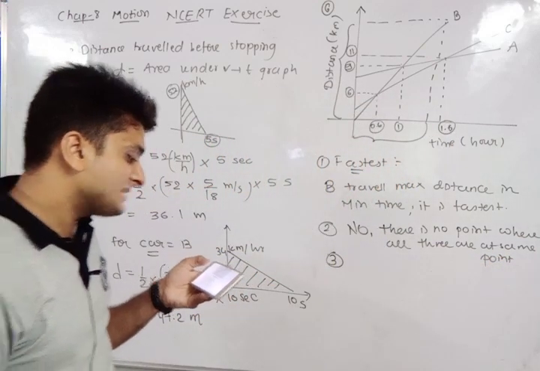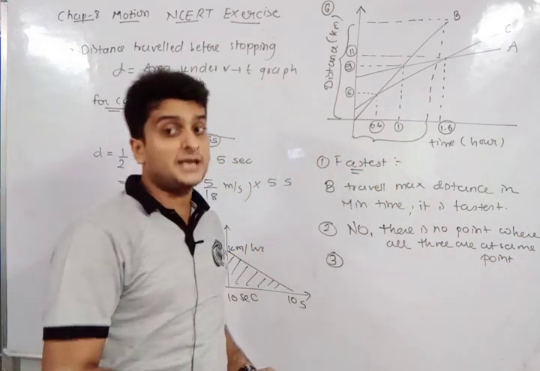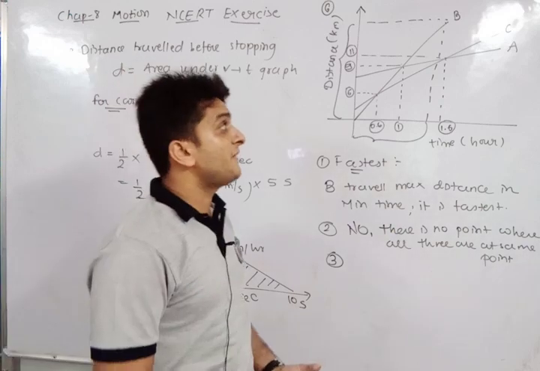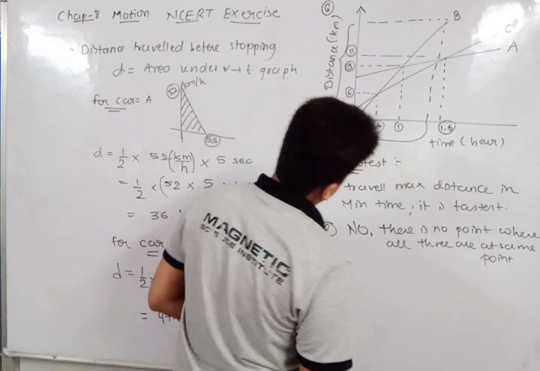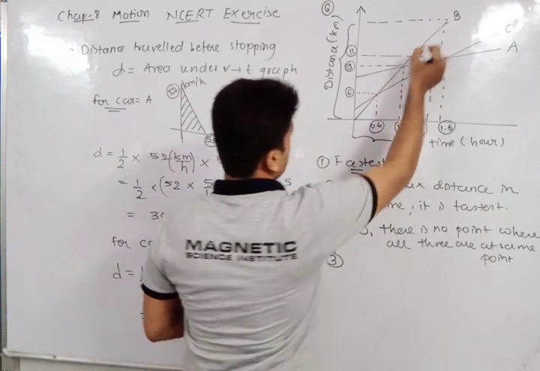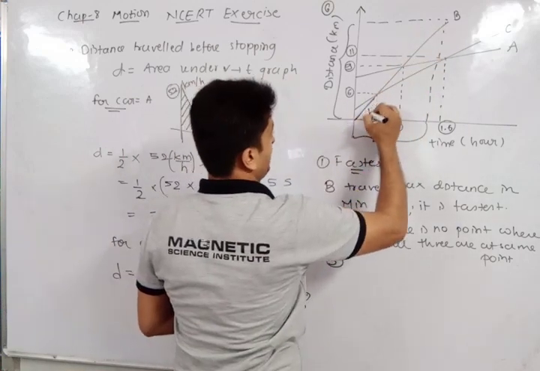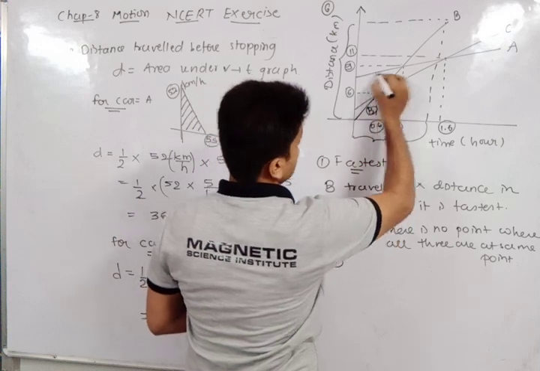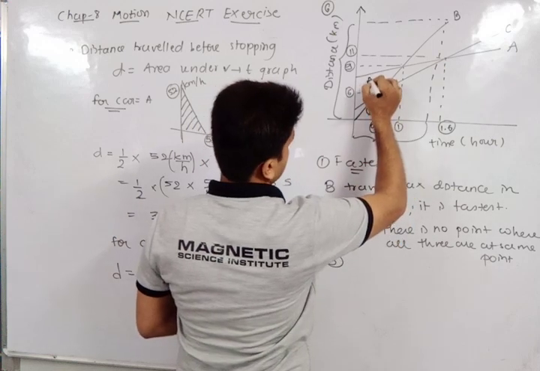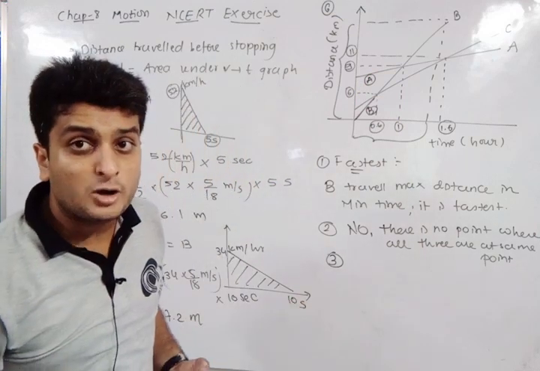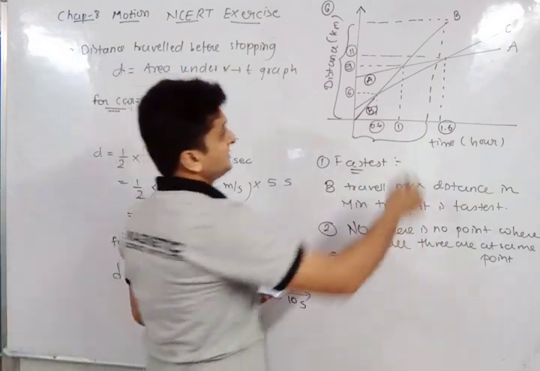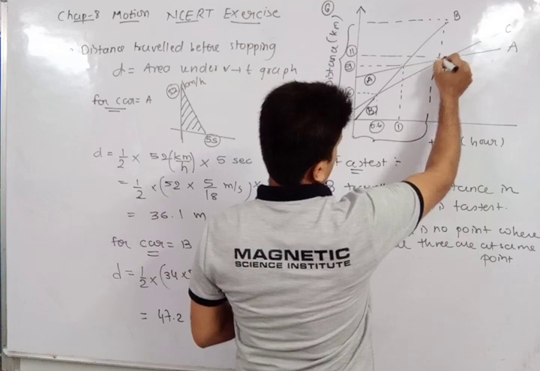How far has C traveled when B passes A? Okay, when B passes A, find out where the B is passing A. So you can see the graph very clearly. This one is the graph of B, right? This is the graph of A. So first of all, find out when B and A are overtaking each other. So here is the point where A and B are meeting.